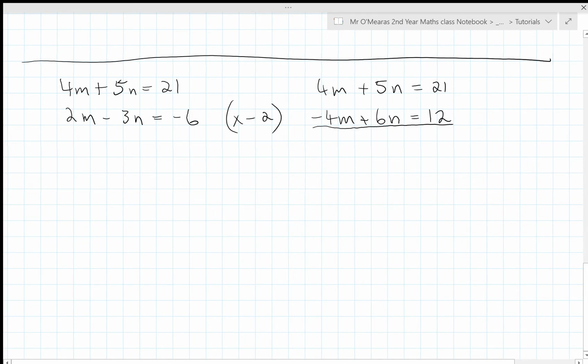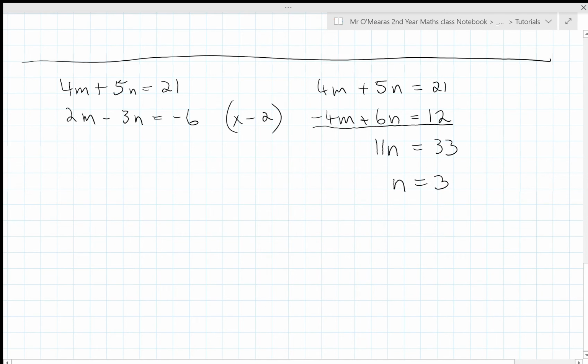So now we create a sum and we add them. 4m take away 4m is 0m, so that's eliminated. 5n plus 6n is 11n. 21 and 12 is 33. So we have 11n is 33. So we divide both sides by 11 and we get n equals 3.